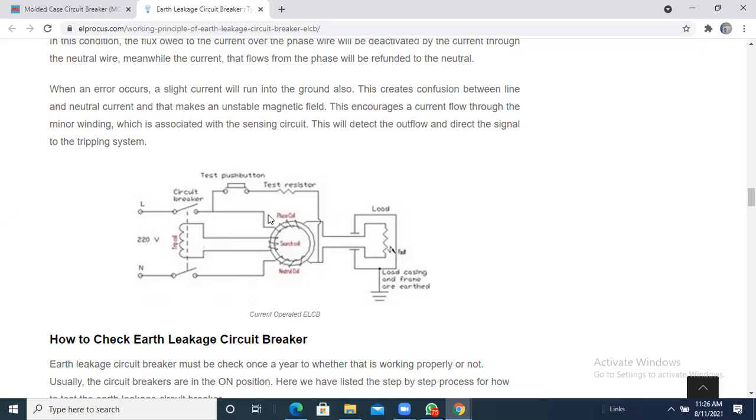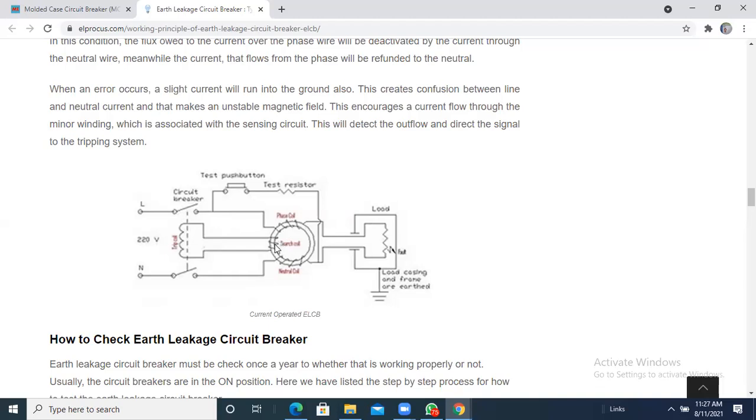Suppose the line current is 5 ampere and the neutral current is 5.1 ampere. What is the difference? 5.1 minus 5? I am assuming line current is 5 ampere in the phase coil. In the neutral coil, I am taking 5.1. What is the difference? Anyone? 0.1 ampere. That 0.1 ampere is the leakage current that will flow in the search coil.